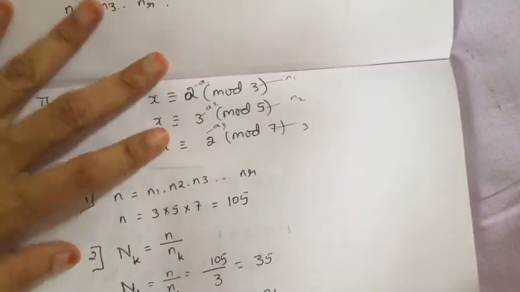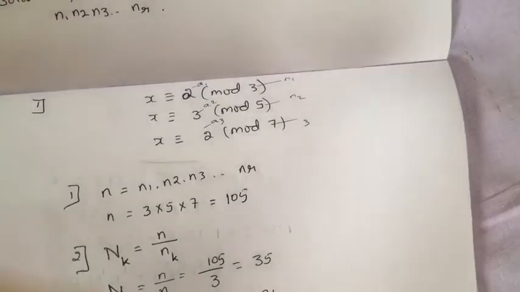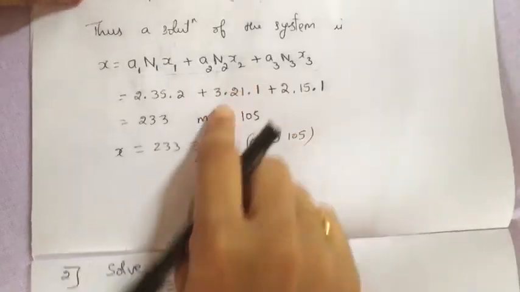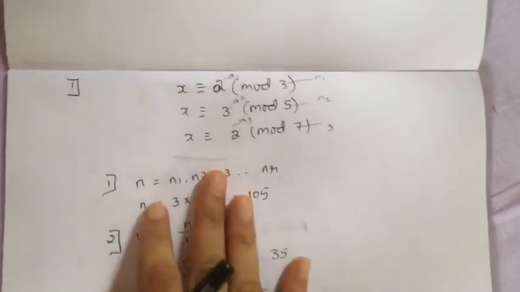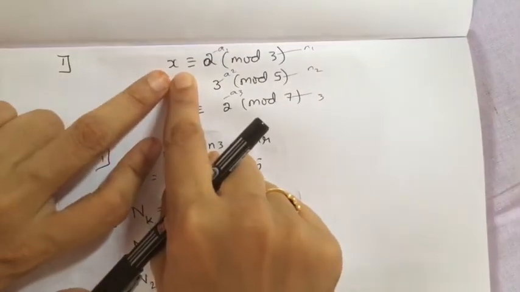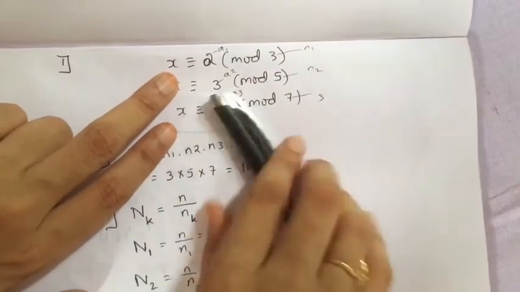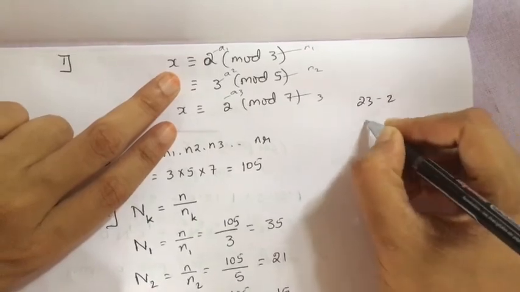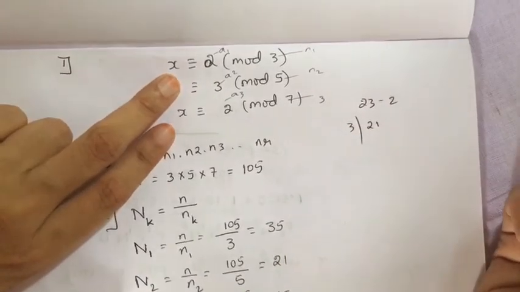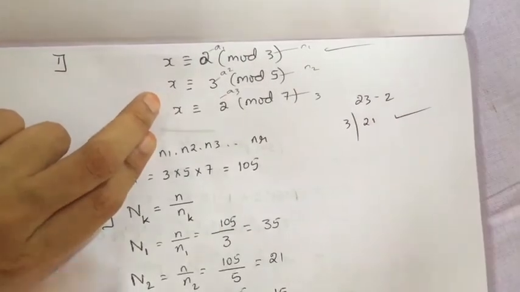One more point. You can always cross check with your answers. In the first problem you are getting the solution x as 23. Just go back to your question and put x equal to 23. 23 is congruent to 2 mod 3, because 23 minus 2 is 21 and 3 divides 21. Then it satisfies this. It is a unique solution.